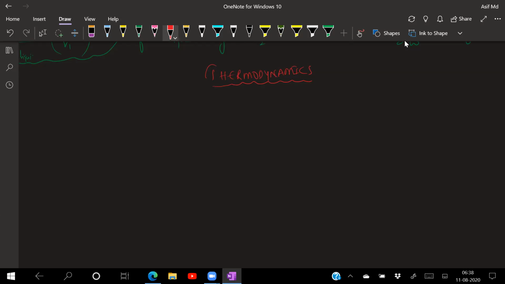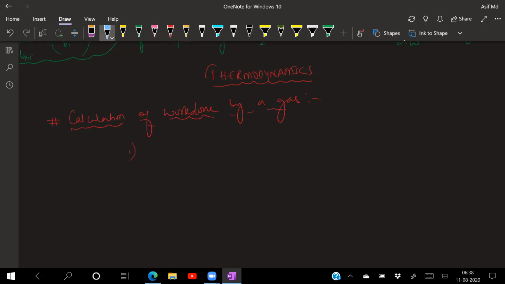So we are already done with the first law of thermodynamics. Keep the next heading right now here: Calculation of work done by a gas.